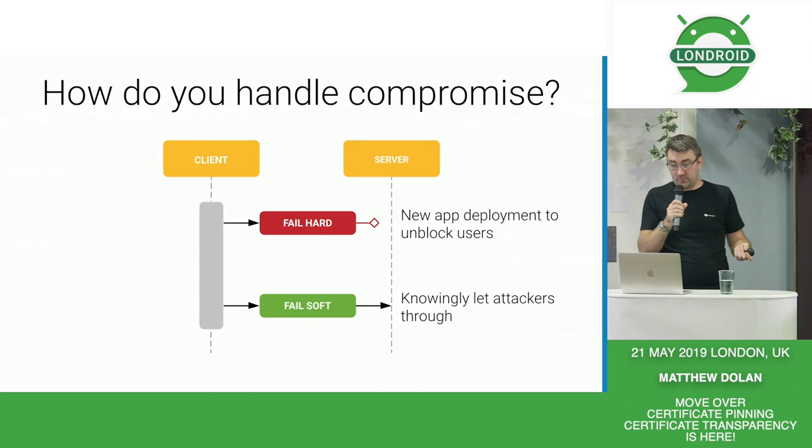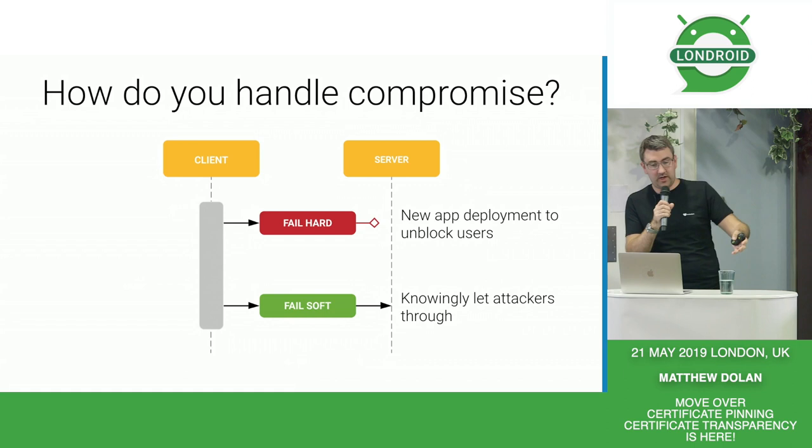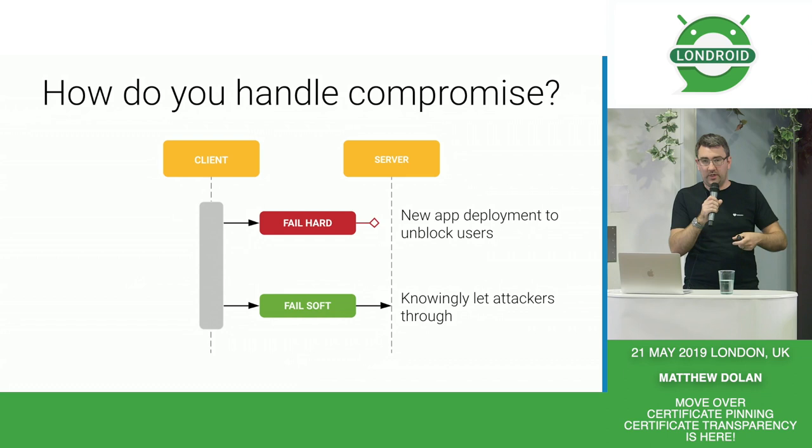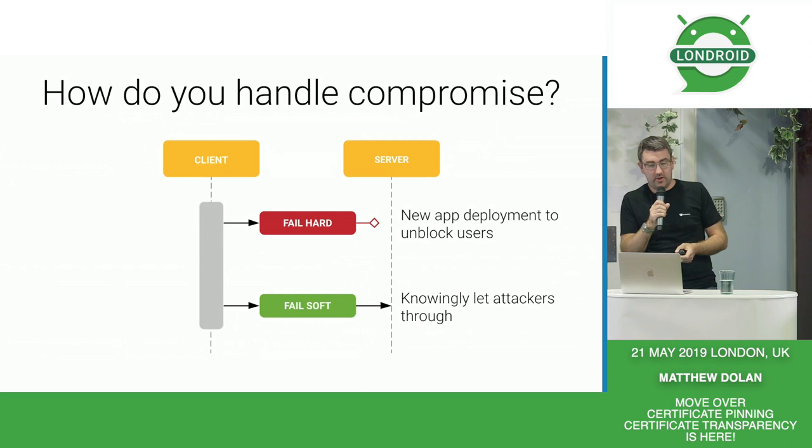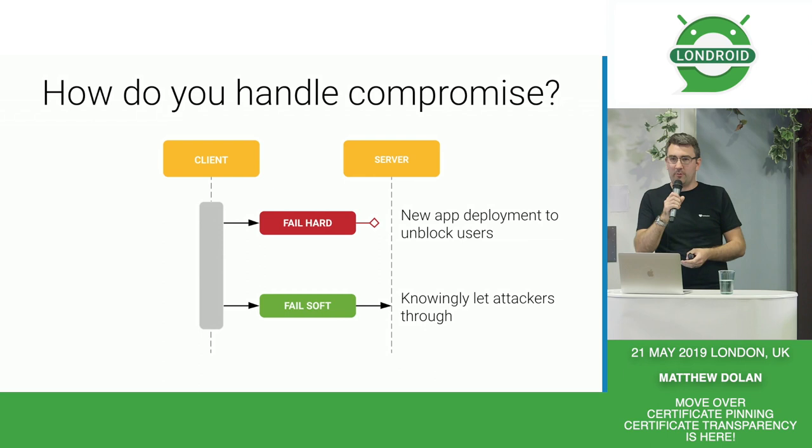If we look at something like OkHttp, if a pin doesn't match, the software will fail hard and block access, but that typically will mean you'll need to push out a new update to your app. Or you could fail soft and knowingly let attackers through. Or there's one company that I'm aware of that has a feature flag in their app that they can use to disable certificate pinning remotely. Now, that flag itself isn't protected by any sort of pinning, so you could just perform a man-in-the-middle attack and remove all their certificate pinning.